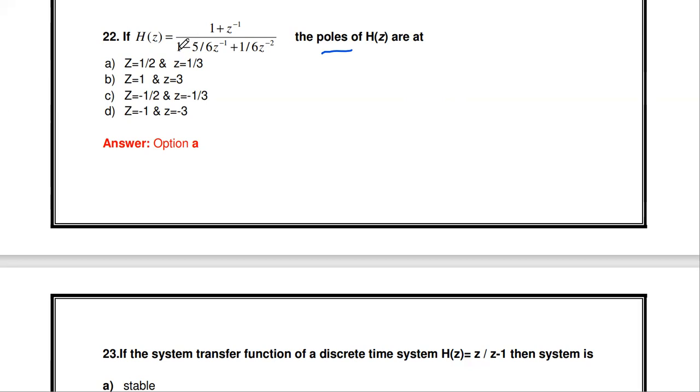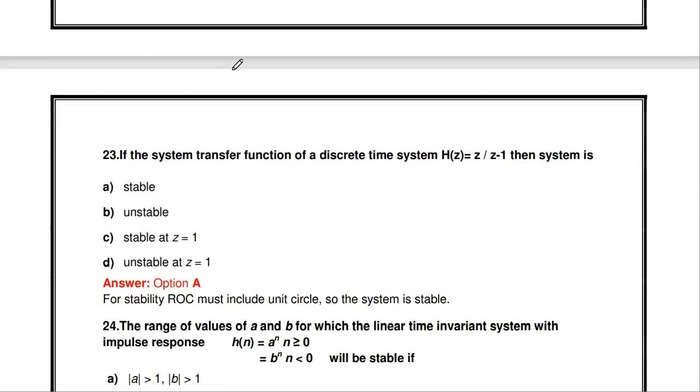So this denominator polynomial, you just factorize and find the roots. The roots are 1/2 and 1/3. These roots we call poles. So z equal to 1/2 and z equal to 1/3 are the poles. You just factorize the second order equation and find the answer: 1/2, that is 0.5, and 0.333. That is the answer.